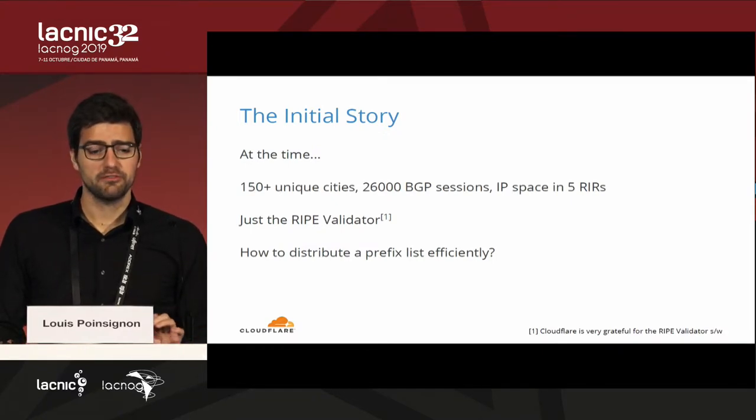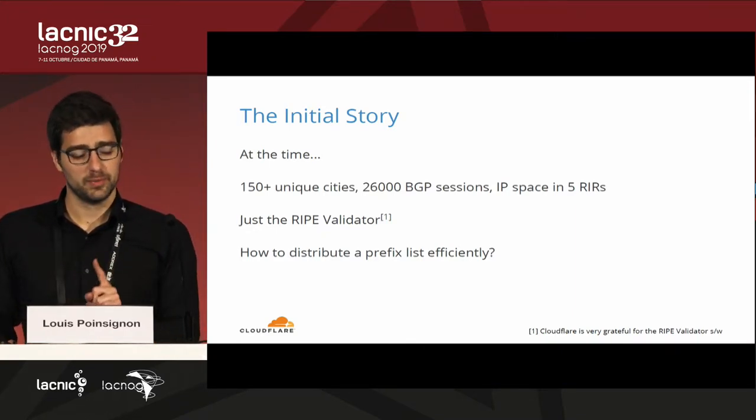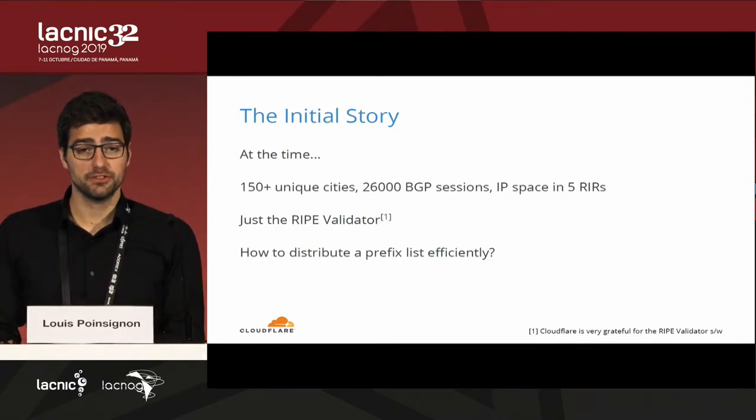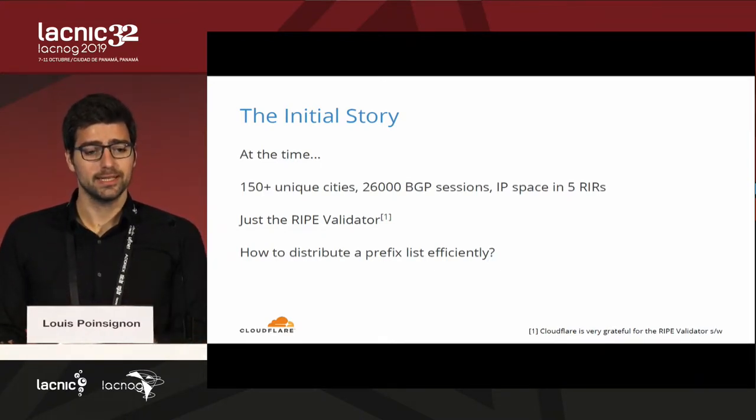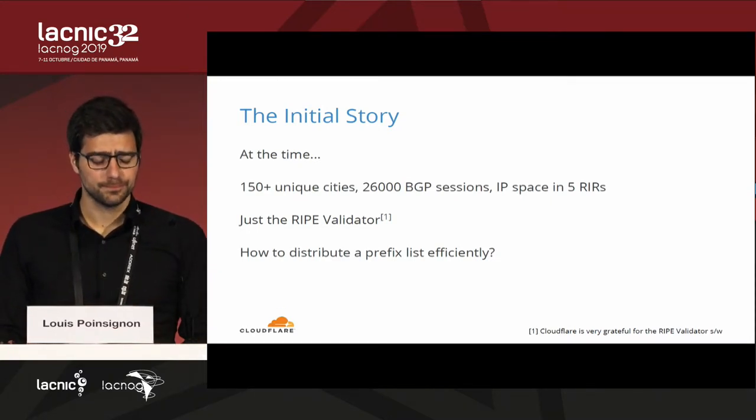At the time, we had 150 points of presence, 26,000 BGP sessions, and we have the IP space in five different regions. At the time, there was only one RPKI validator. It was the RIPE one. And even if you validate, how do you distribute the prefix list efficiently? Like I said, 150 POPs all around the world, 26,000 BGP sessions. You have to apply those rules everywhere. You can't do it manually.